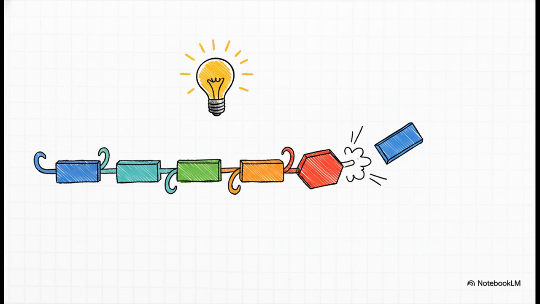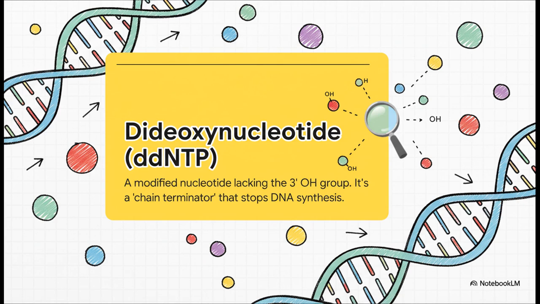And that's the light bulb moment. Once the cell's machinery adds one of these modified nucleotides to a growing DNA chain, there's nowhere for the next one to attach. The process just stops, dead in its tracks. It is the ultimate biological stop sign. So this special molecule is called a dideoxynucleotide, or ddNTP for short. You can think of it like a molecular imposter. It looks enough like a normal nucleotide that it gets added to the chain, but because it's missing that critical hook, it's a dead end. It is, literally, a chain terminator.